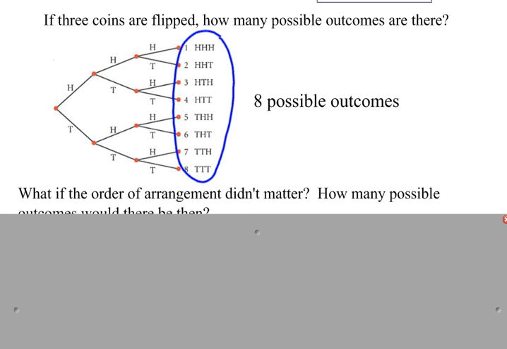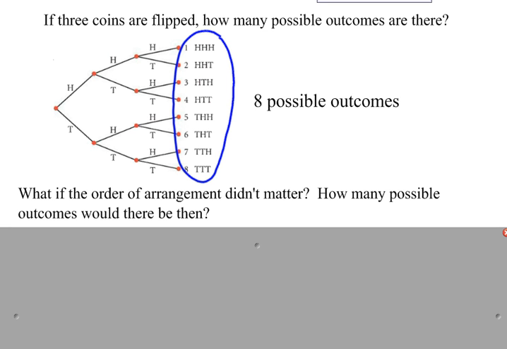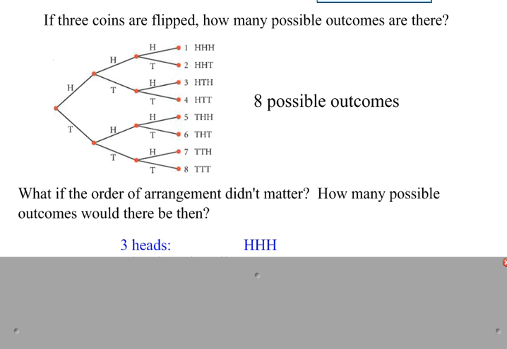But now, let's consider the possibility that the order of arrangement didn't matter. How many possible outcomes would there be then? Well, if the order of arrangement doesn't matter, we can classify some of these 8 possible outcomes into a single outcome. Let's take a look. The first possible outcome is that we get all heads. Well, there's only one way that that can happen.